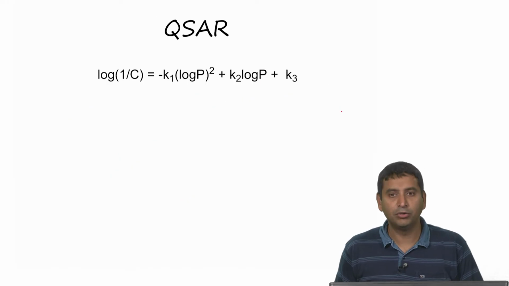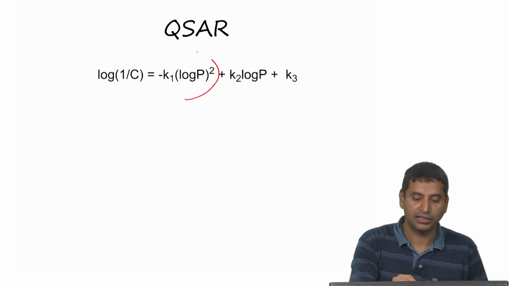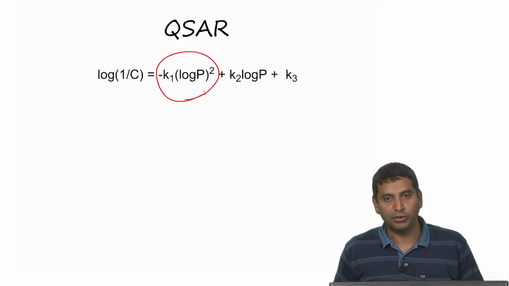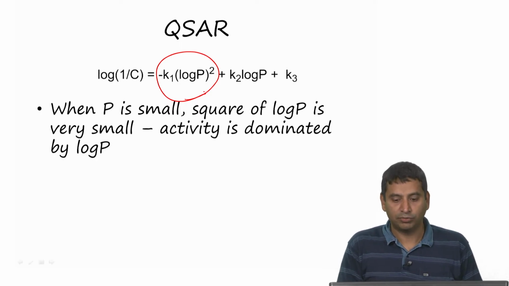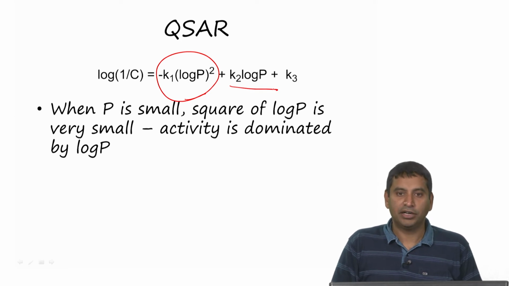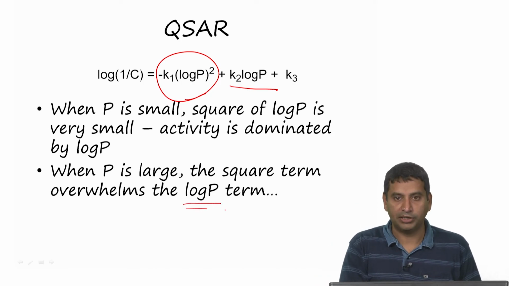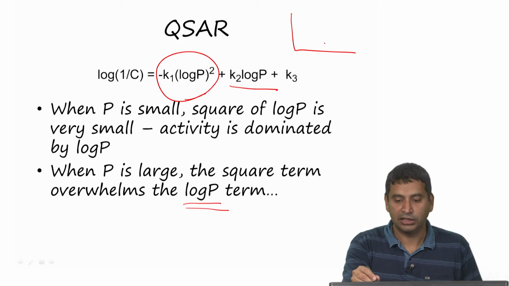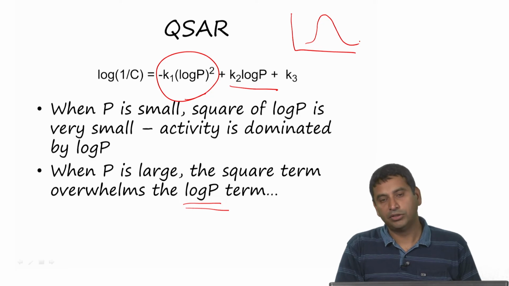Now, when we do the QSAR for this series of compounds, you will find that there is a square term in the equation, which is not unusual because you have a parabolic relationship. But what it means is that when the P value is small, the square of log P is very small and the activity is dominated by the log P term. Whereas when the P value is large, the square term becomes larger and starts overwhelming the log P term, and therefore you get a curve like this. Now, this helps us understand what happens when you change log P over a series of compounds.